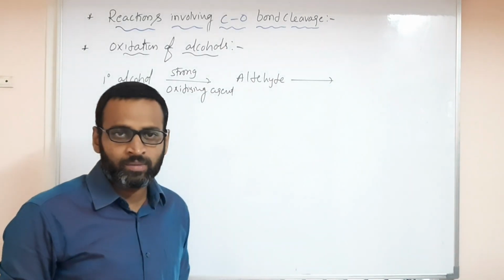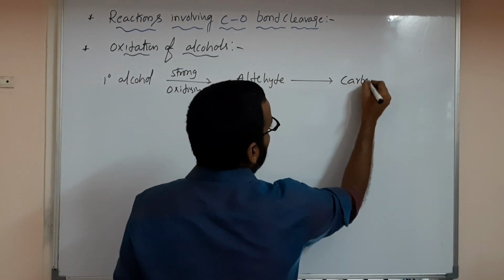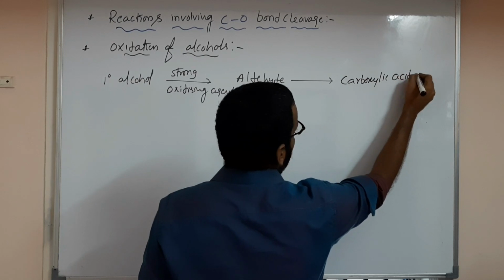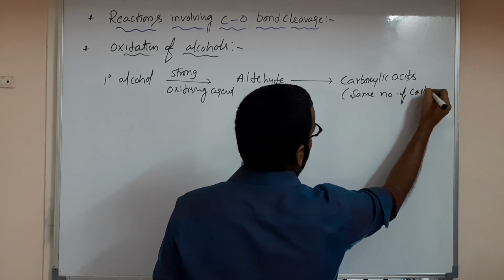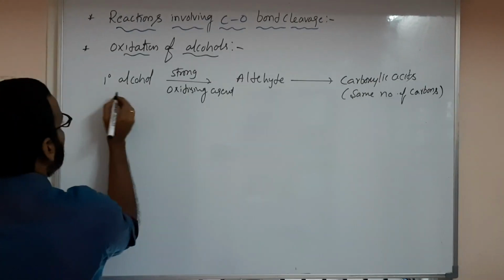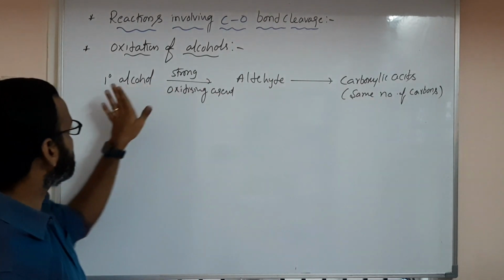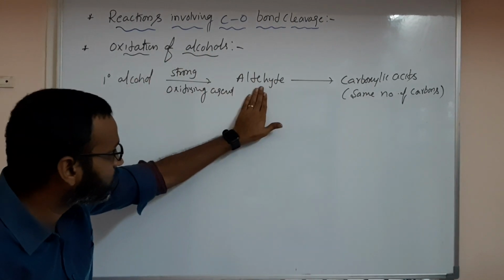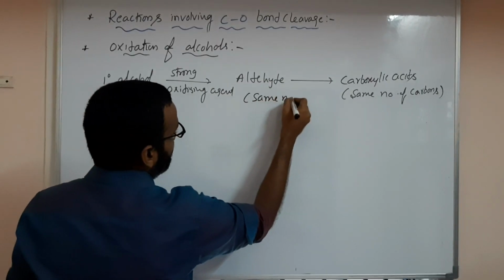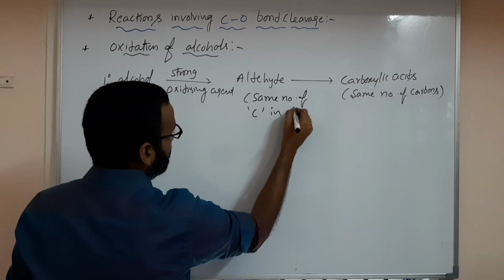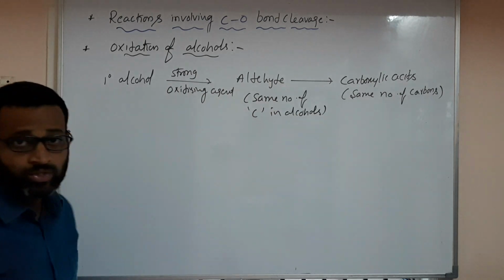Primary alcohols on oxidation by strong oxidizing agent give the final product, carboxylic acid, with the same number of carbons. In primary alcohols, how many carbons are there? Those many carbons you will have here. Suppose two carbons are there, here you will get 2 carbons. Aldehydes with the same number of carbons as the alcohol will form. So in this alcohol, if 3 carbons, the aldehyde consists of 3 carbons.